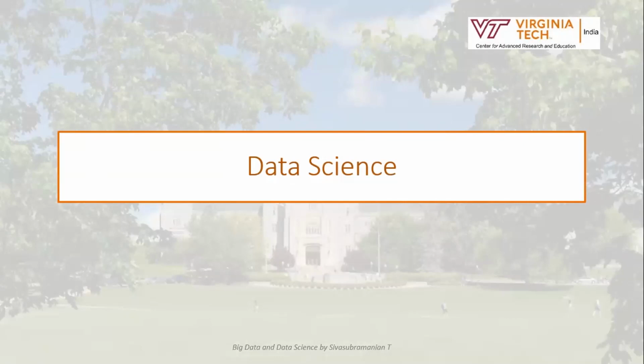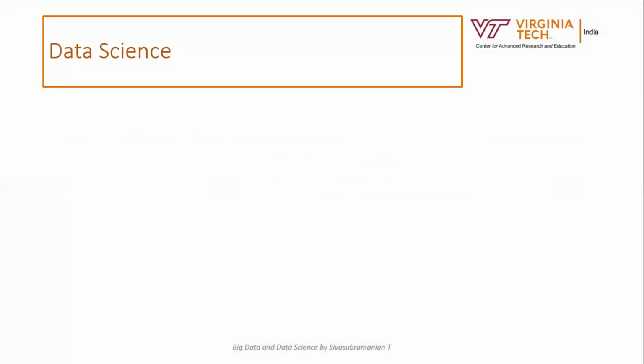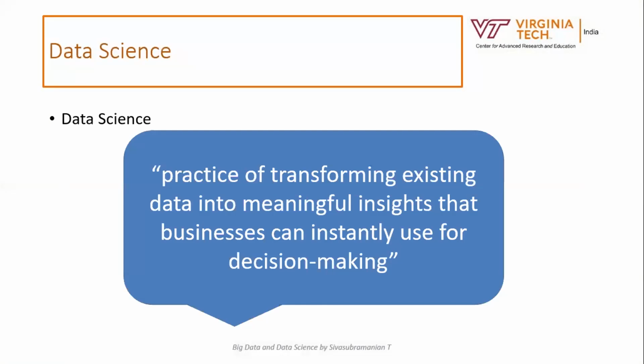Even our ancestors made so many predictions based only on data science, but they did not call it data science, or we did not call it data science. But now we are giving it a name because you have so much data. There's a discipline of science in itself to analyze the various insights that we could get from the data. What is data science? It's a practice of transforming existing data into meaningful insight.